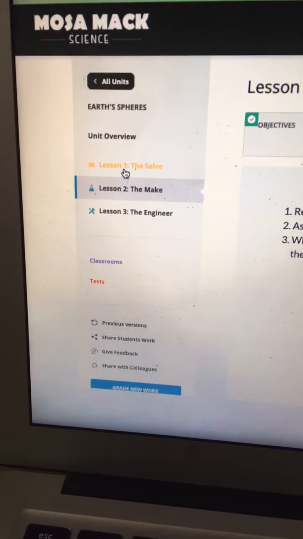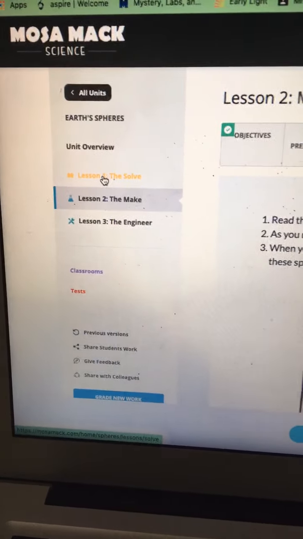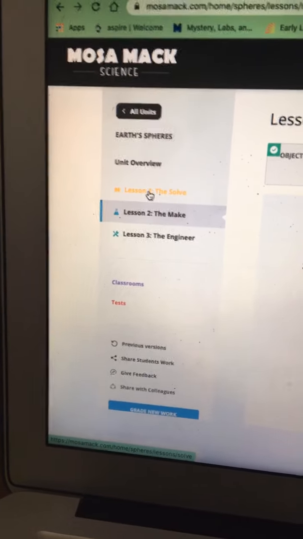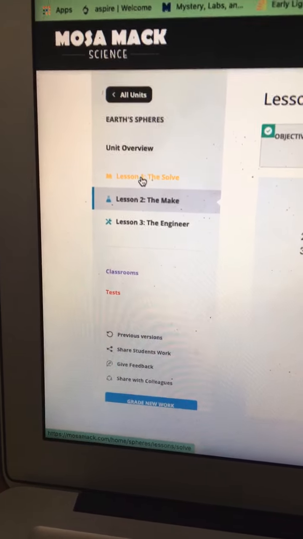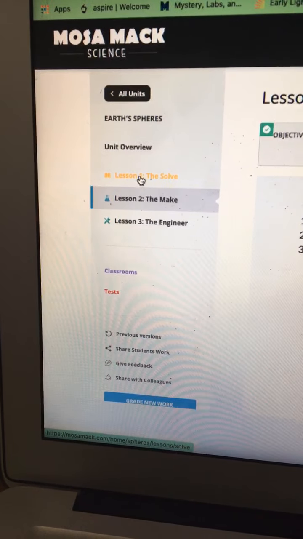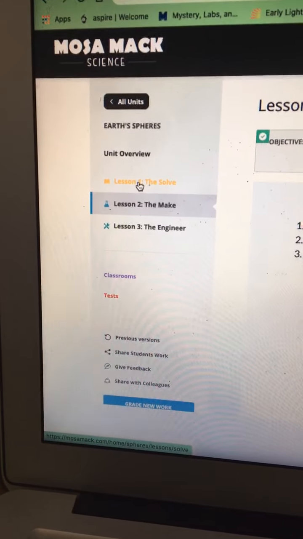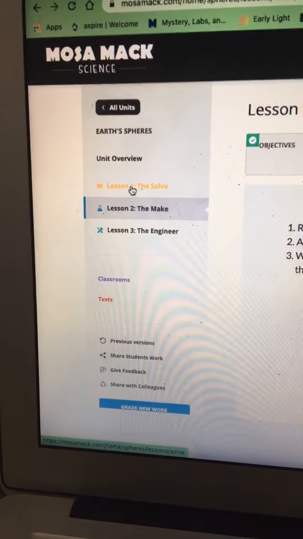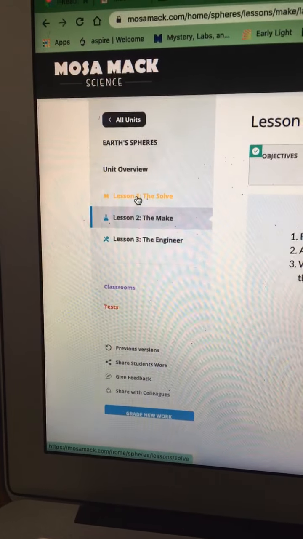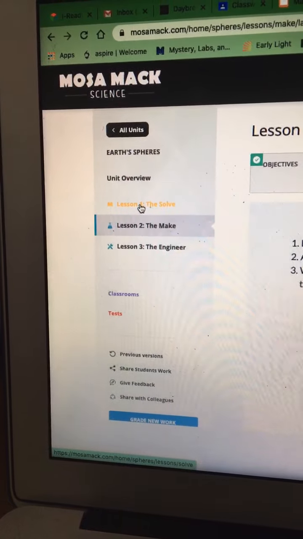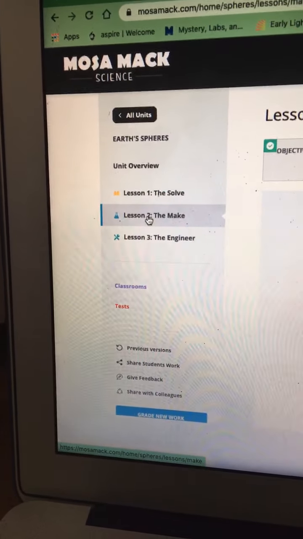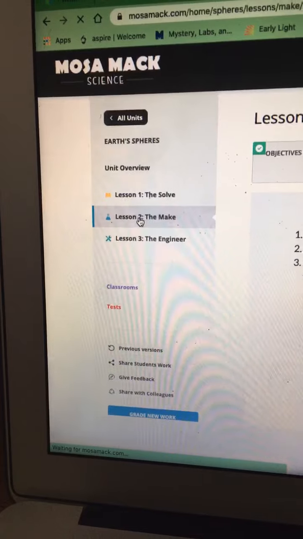So remember how I said you go to the side. The solve is the one we did last week. And again, in order to get a good science grade, Mrs. Ba and I are going to be grading you based on the stuff that you do in here. So in the solve, you need to make sure that you have done episode questions, vocabulary, and the quiz at the end, okay? But now we're in the make, lesson 2.